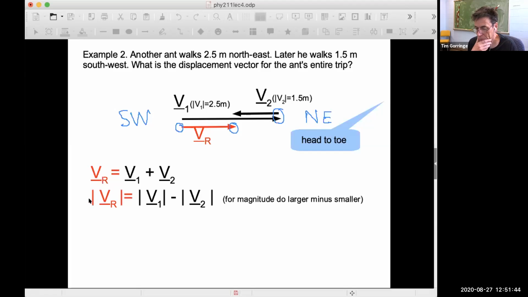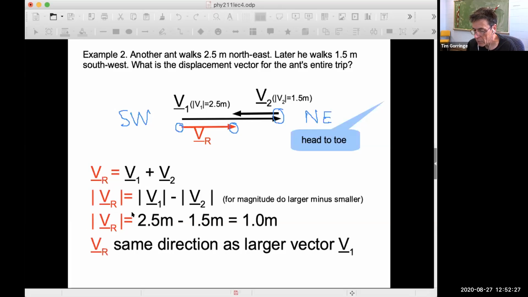So firstly, the magnitude. When you have opposite vectors, this is a special case, but we'll meet it many times. The magnitude of the resulting vector is the difference between the size of the larger one and the size of the smaller one. In this case, V1 is the larger one, V2 is the smaller one. So the resulting vector's magnitude is 2.5 meters, the larger one, minus 1.5 meters, the smaller one. That's 1 meter. And so that's the magnitude of the resulting vector here. It's 1 meter long. I didn't really draw this perfectly accurately, but it is 1 meter long.